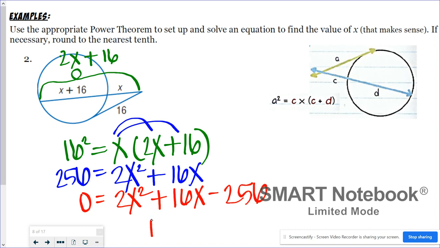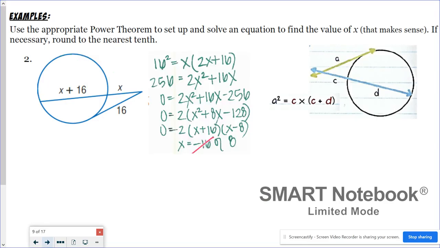And now I'm ready to factor. Remember, when you factor, the very first thing that you should do is look for and take out a common factor. That's what I did here. I noticed that 2 was the common factor, so I took it out. I wrote down what was left over, which was x squared plus 8x minus 128, and then I factored that further. So I got 2 times the quantity x plus 16 times the quantity x minus 8.